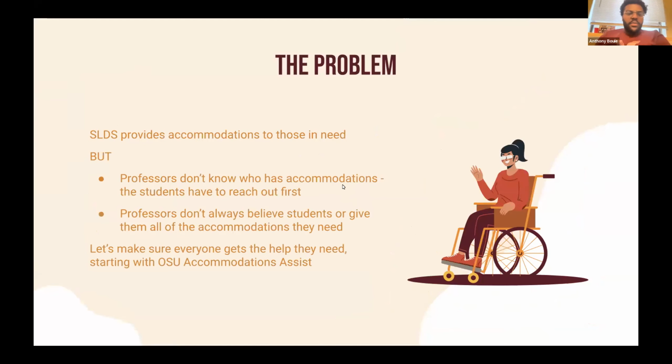So the problem that we decided to tackle is student learning disability services at OSU provides accommodations for students, but professors don't always know about those accommodations, and students usually have to reach out for themselves. So we wanted to create a tool for professors to see those accommodations in real time based on an upcoming class, so that they can always see what they need to do for their students.